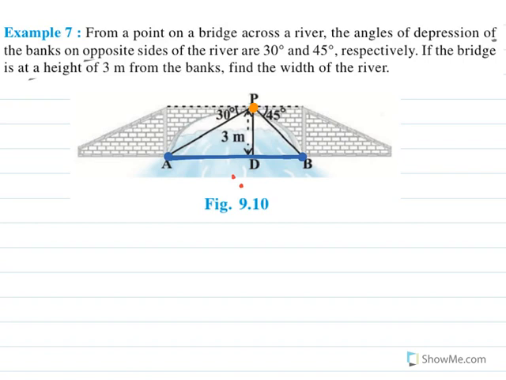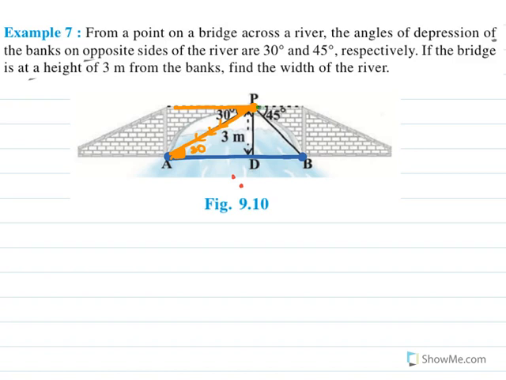So from P, I'm at the top. If I look at the banks of the river, I'm making an angle of depression. One angle is 30, the other angle is 45. So remember, when you are drawing an angle of depression, first the horizontal and then the line of sight. So this angle will be 30, and if this is 30, you definitely agree this angle has to be 30 because of alternate angles.